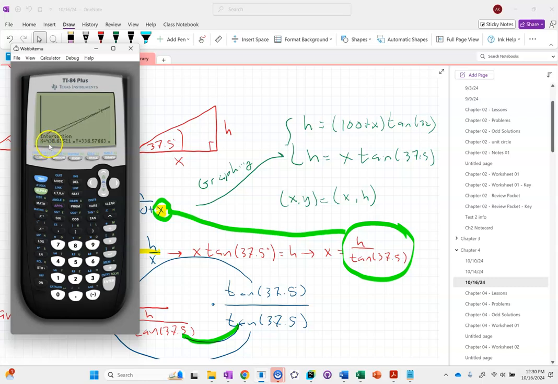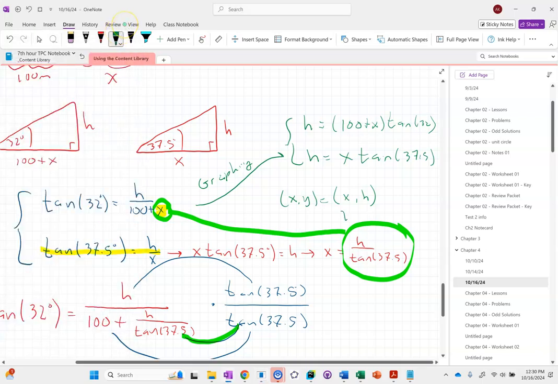So this tells me x is 438.6 and y is 336.6. Remember that y was representing my h. That's the number I want. So I'm just going to say h is 336.6.